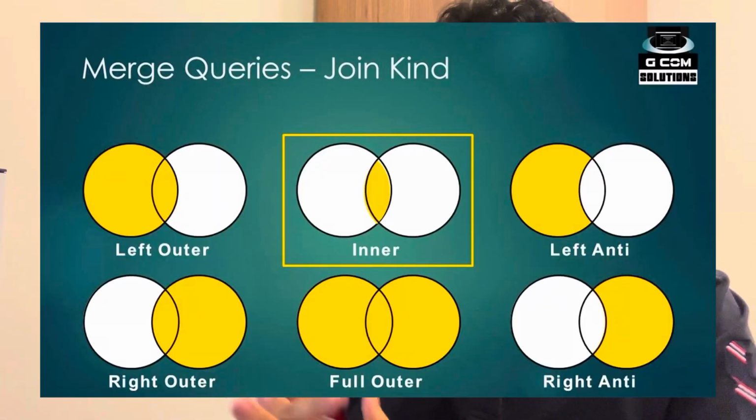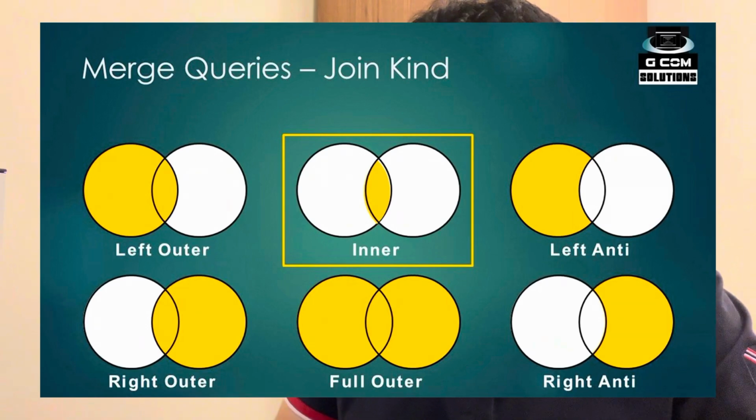In this video, I'm going to show you the step-by-step process of how to merge queries in Power Query. There are different kinds of joins which you can do: left outer, inner, and so on. The most common ones are left outer and inner. In this example, I'll be using inner, but I can also use left outer to get the result.